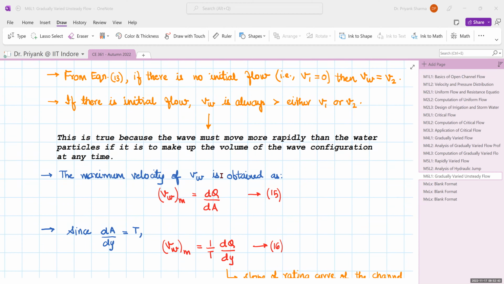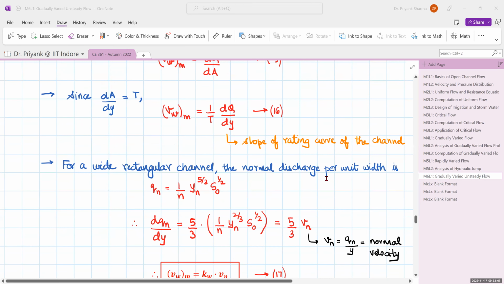Now, if you want to find the maximum velocity of the wave, indicated by Vwm, you just differentiate dQ by dA. Now what is dA? That is T into dy. So your Vwm becomes 1 by T into dQ by dy. Now this term dQ by dy is the slope of the rating curve. So what is a rating curve?